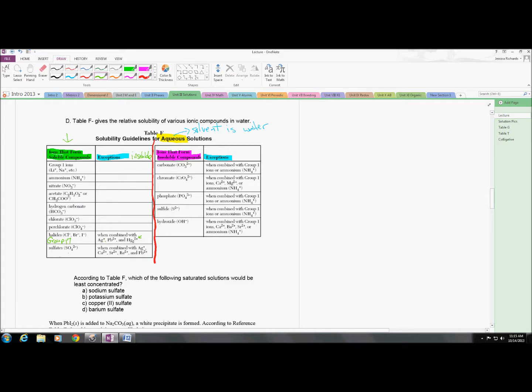Sulfates. Most of the sulfates are soluble except silver sulfate, calcium sulfate, strontium sulfate, barium sulfate, and lead 2 sulfate. Those are all insoluble.